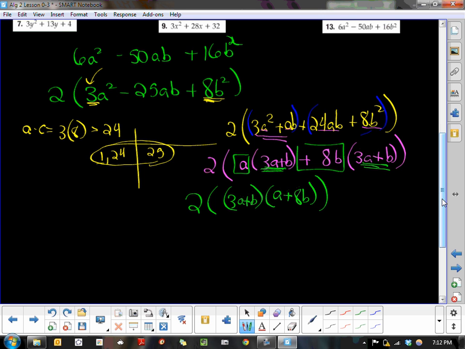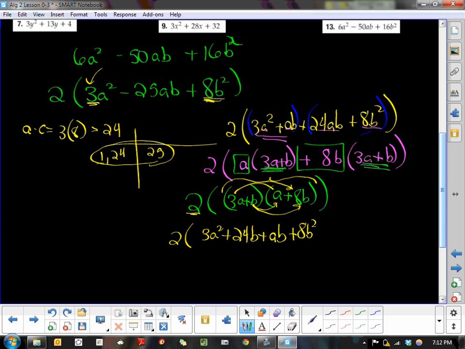So I'll try to do that in kind of a short fashion. This 2 sits out front. I'm going to multiply my final FOIL that we do here times 2. So I'm going to FOIL. That's a 3a squared. Then I'm going to take 3 times 8b, which is 24ab. Then I'm going to take b times a, which is ab. Then I'm going to take b times 8b, which is plus 8b squared.